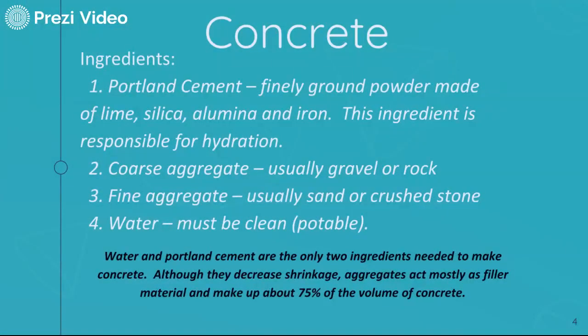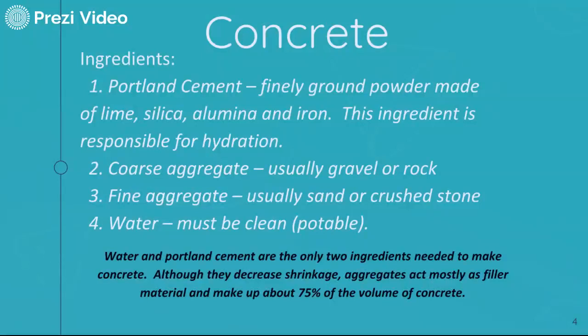Now we're going to talk about the ingredients I just showed you. Remember, Portland cement? It's a finely ground powder made of lime, silica, aluminum, and iron. This ingredient is what is actually responsible for the hydration. We have our coarse aggregate, which is gravel or rock. We have our fine aggregate, which is usually sand or crushed stone. Then we have our water. It must be clean, potable water. You must be able to drink it.